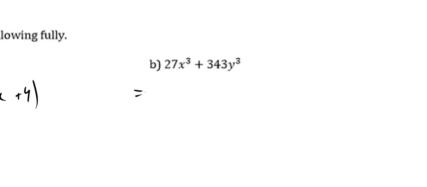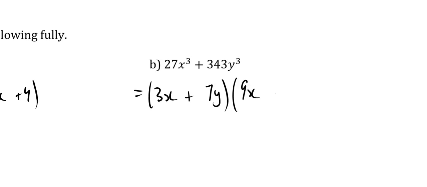Okay, so what is the cube root of 27? X cubed. 3x. What's the cube root of 343? 7. So this part's going to be 7y, and they share the same sign. Okay. So I square the first one, that becomes 9x squared. Square the last one, 49y squared. And then the middle term is the first times the second, and it's got the opposite sign, so it's going to be minus 21xy. And the last one's always positive.